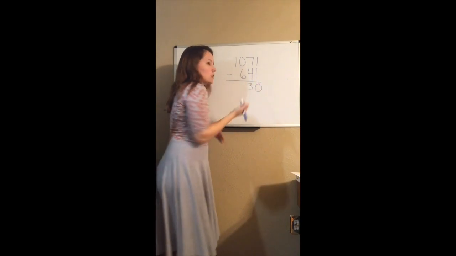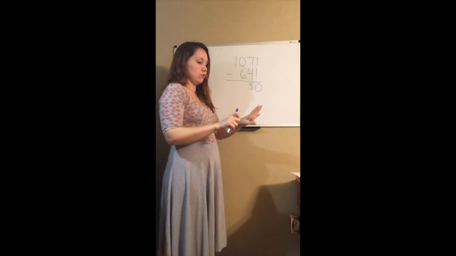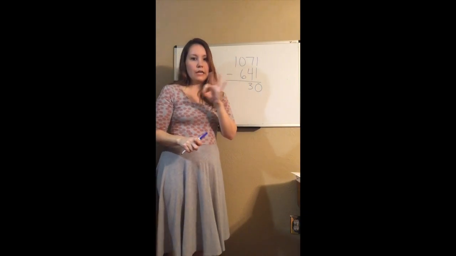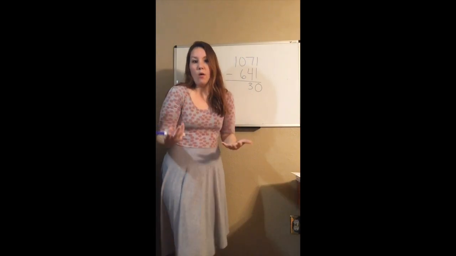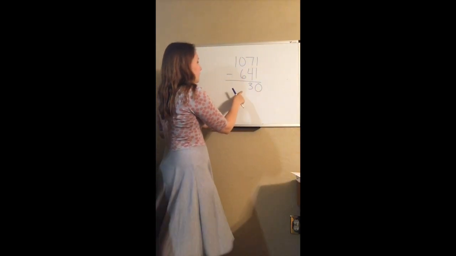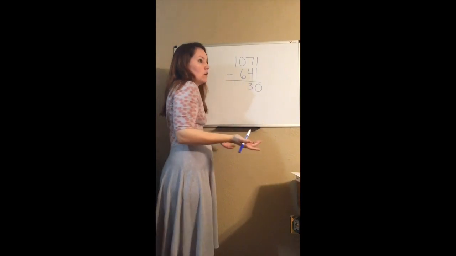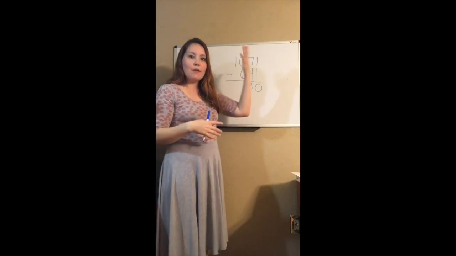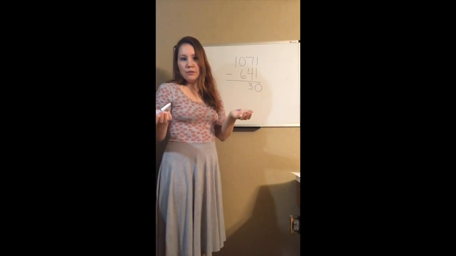And again, if you have to sit there on your fingers and say 7 minus 4, 1, 2, 3, 4, I'm left with 3, that's fine. Whatever gets you to the right answer is going to be the way that works for you. All right, here we have 0 minus 6. Well, we don't have that bigger number on top. 0 minus 6, how do we do that?